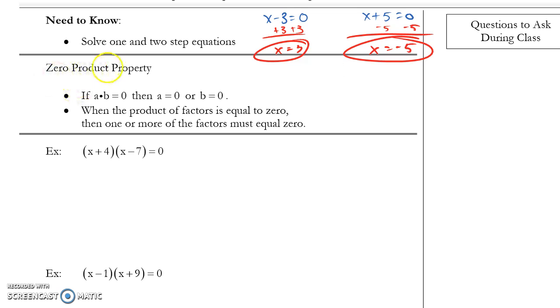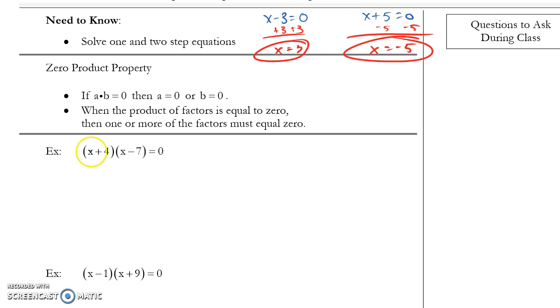So what the zero product property states is that if I have two things I'm multiplying and my product, my answer, is 0, one of those two things has to be equal to 0. That's all we're saying. So if I'm multiplying a times b and I know the answer is 0, well, the only way to multiply and get 0 as an answer is if one of the things I'm multiplying is 0. So if the product of these factors is equal to 0, then one or more of those factors are equal to 0.